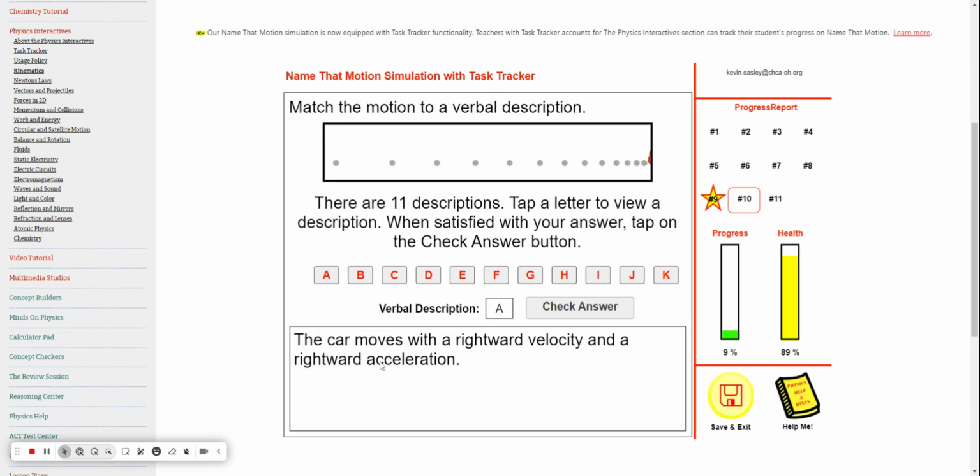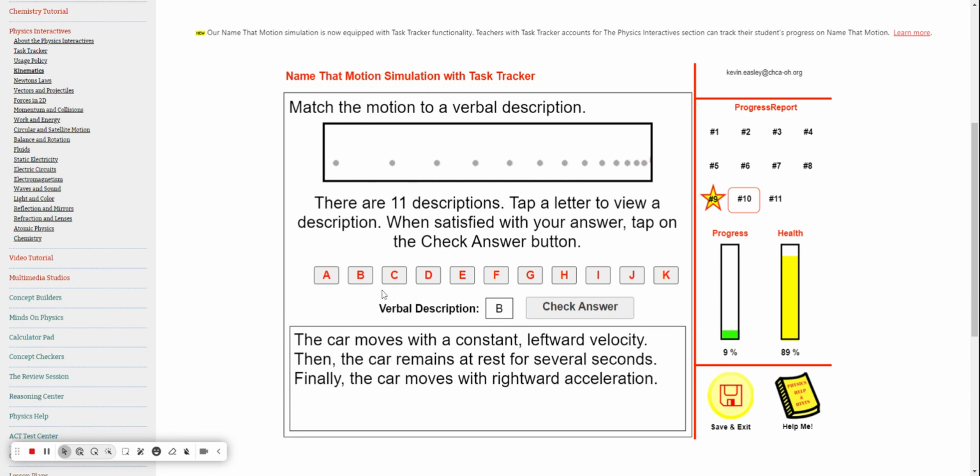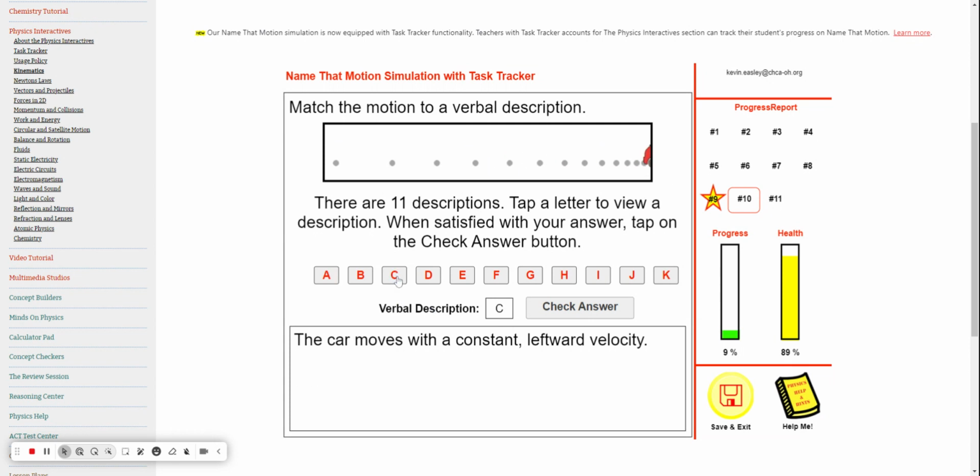That is not true, because if it was rightward accelerating, the velocity would be increasing to the right. In fact, it's slowing down. It's moving to the right, but it's slowing down. That means it has a negative, or you could say a leftward acceleration with a rightward velocity. So let's see if we can find that. The car moves with a constant leftward velocity. No. Constant leftward velocity. No.